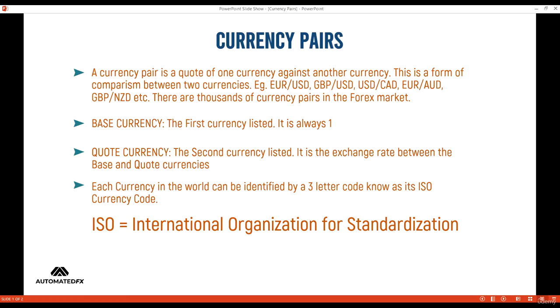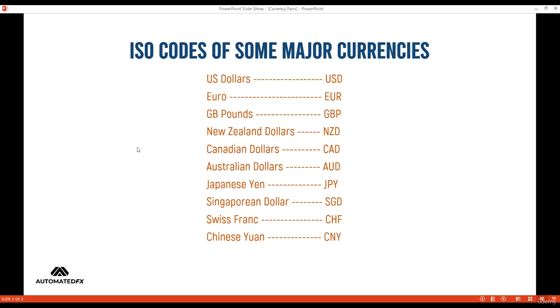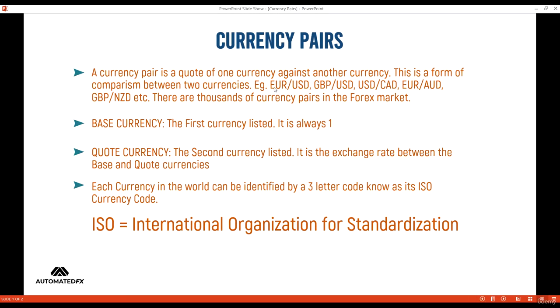Let's say, for example, this is EUR USD. This is euro against dollar, so we are comparing euro against dollar. If we are buying dollar, we're saying that the dollar is going to gain value against the euro. That's if you're selling EUR USD. So this is an example of a currency pair.